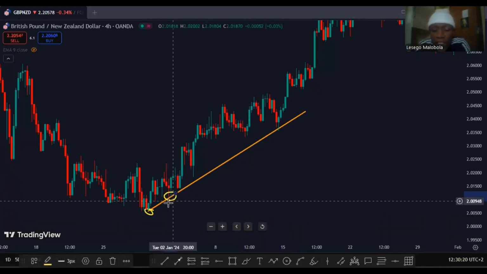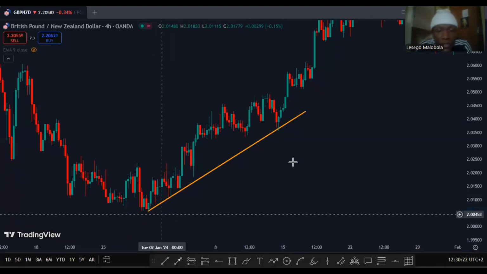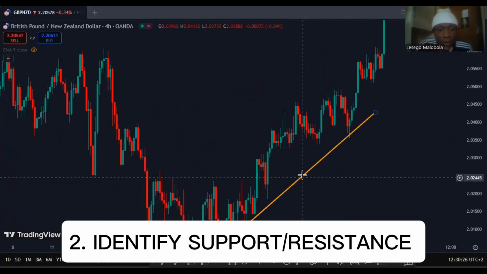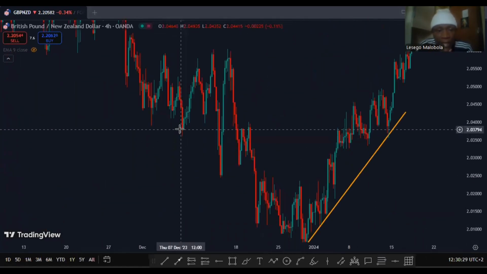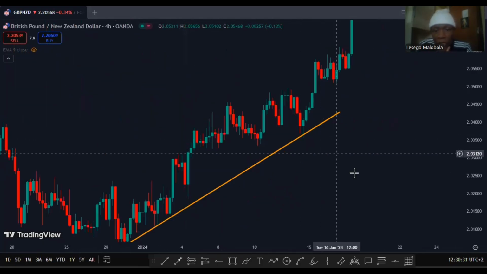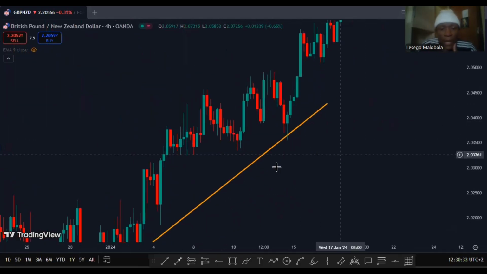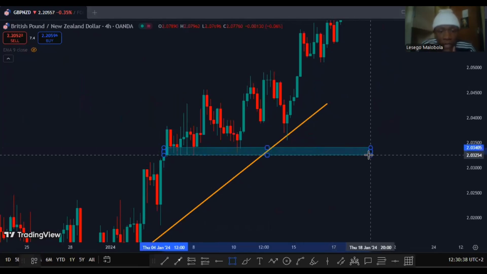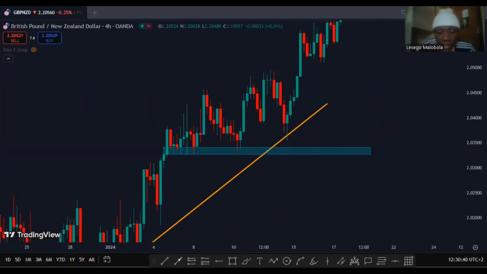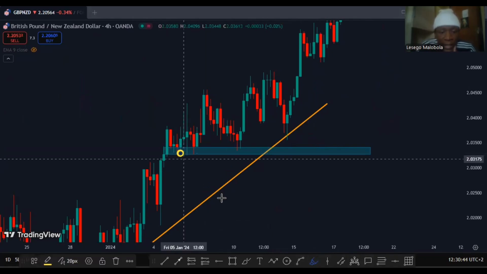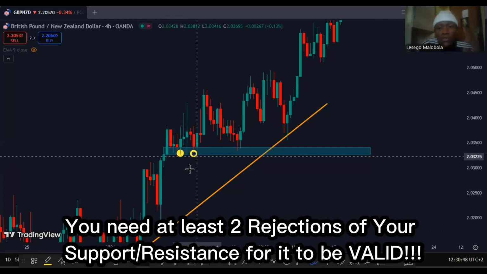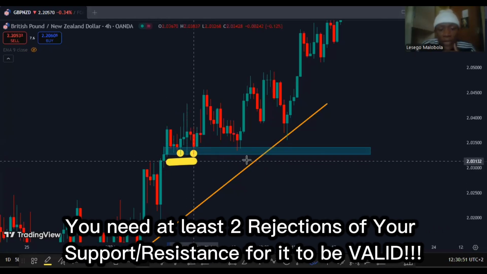So now that we've identified our market structure, what are we going to do? We're just going to identify our support and resistance. If we go to the left, we can't see anything that we can use in terms of support and resistance, but right over here where structure is, you can clearly see that we do have a clean support level. Why do I say that? Simply because price rejected here once and went to the upside, then rejected here again. So we have two rejections of this support level, making it valid.